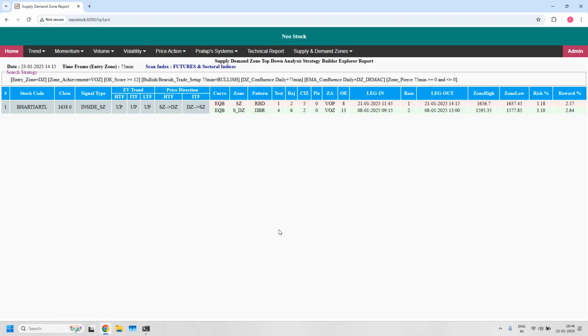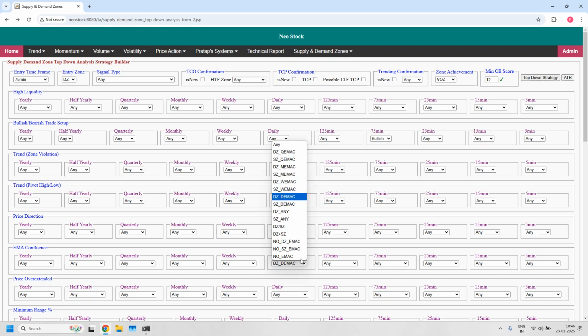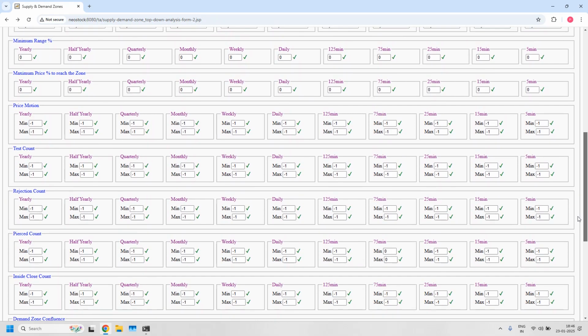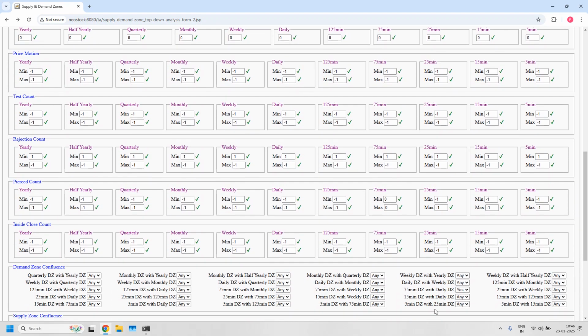Okay, next we will filter based on LTF, ITF and HTF demand zone confluence. I am removing the ITF specific EMA filter. We have to look for HTF specific now. So we should set 3 filters. First filter is already enabled. Second filter is 75 minutes demand zone confluence with weekly demand zone. Third filter is daily demand zone confluence with weekly demand zone.